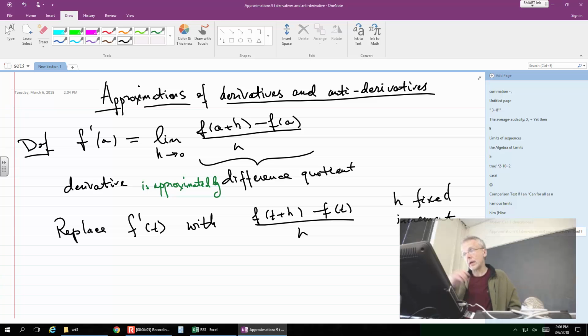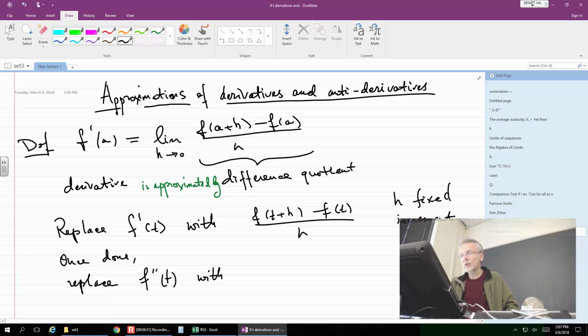But then, if we're interested in any kind of simulation of physical processes, there might be forces involved, and then what we're talking about is the second derivative. So once f prime is found, then you might need more. Replace f double prime of t with the same difference quotient, but of the derivative. Remember, the second derivative is the derivative of the derivative. So if we know how to replace the derivative, we also know what to do with the second derivative.